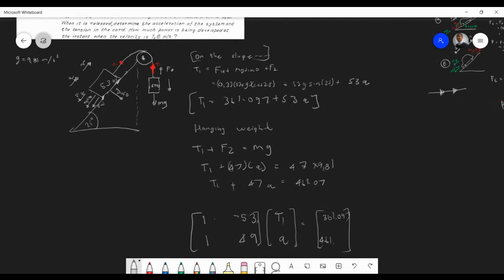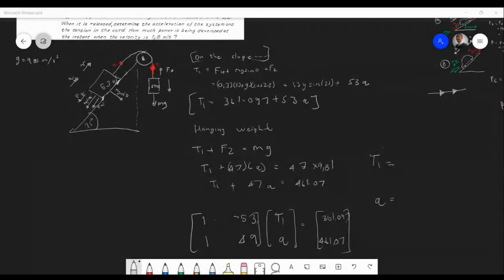Mr. Silver, can you please use your calculator and find these values for us? So we're going to get T1 and we're going to get A. And I think that's the first part of the question. I had something there. Okay. So Mr. Keith, can we just solve that matrix quickly? That 2 by 2.